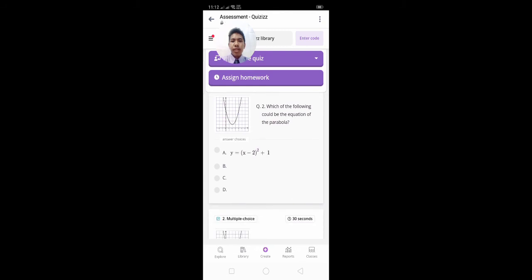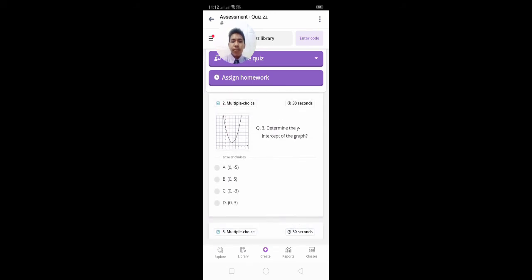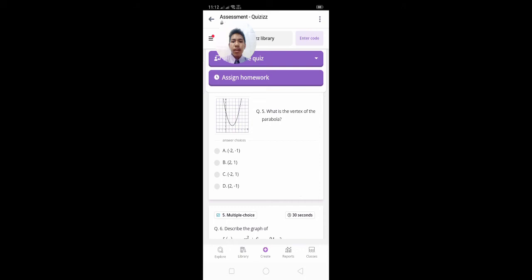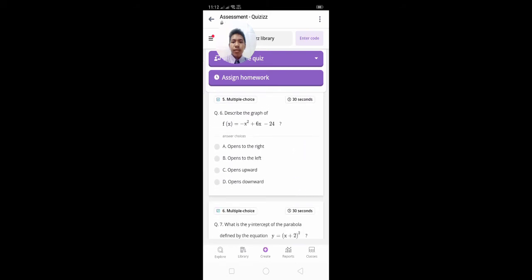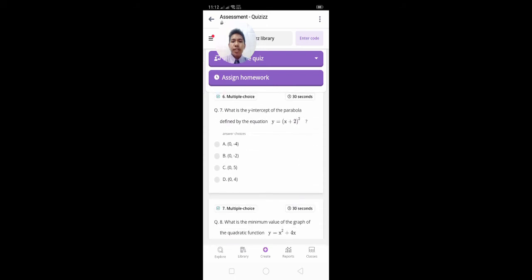Which of the following could be the equation of the parabola? All you have to do is to choose your correct answer. Second is determine the y-intercept of the graph. Third, what is the axis of symmetry of the graph that is being shown here? And what is the vertex of the parabola? Number 5, describe the graph of f(x) = -x² + 6x - 24. 6. What is the y-intercept of the parabola defined by the equation y = (x + 2)²?